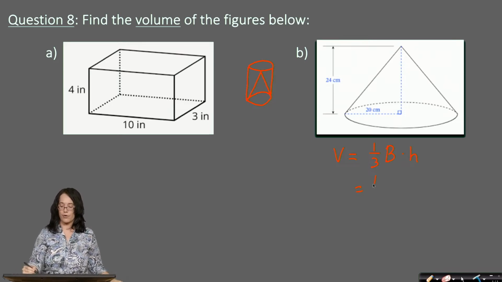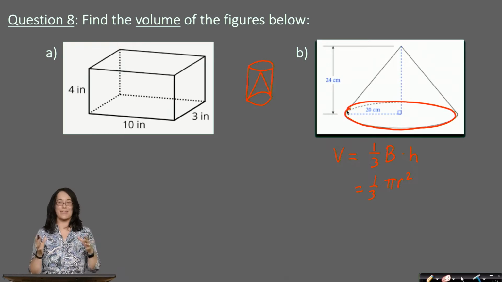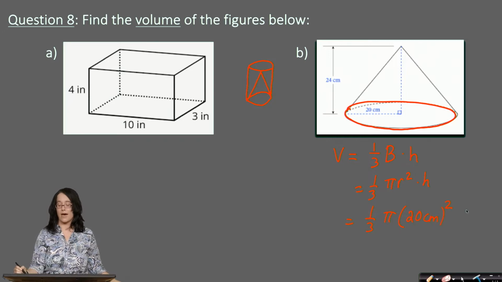So 1/3 of pi r squared. Why? Because the area of your base is the area of a circle, isn't it? It doesn't quite look like a circle in this picture, but it is a circle. So the area of that circle, pi r squared, times the height. So when I do that, I get 1/3 pi. The radius is 20 centimeters. I have to square that and multiply by my height of 24 centimeters. Okay, so that's a lot prettier than it was a second ago.